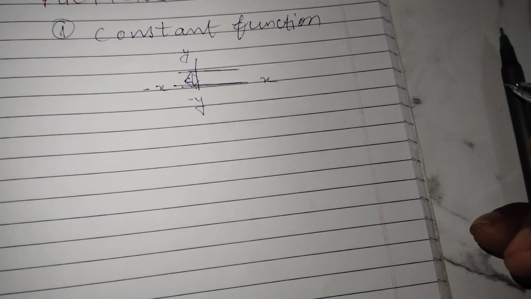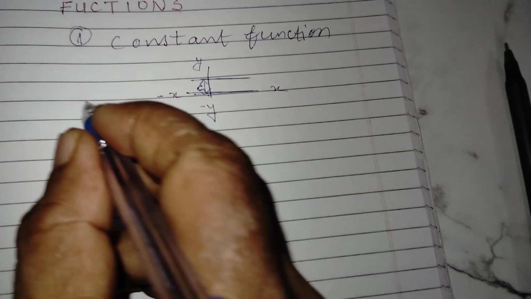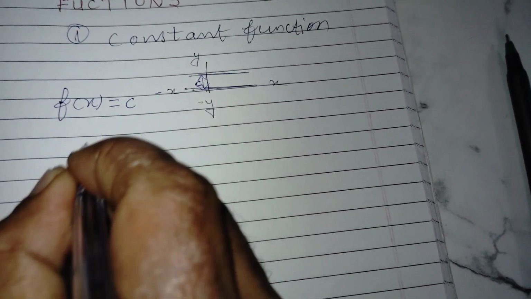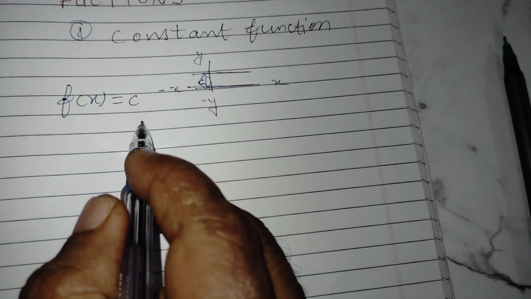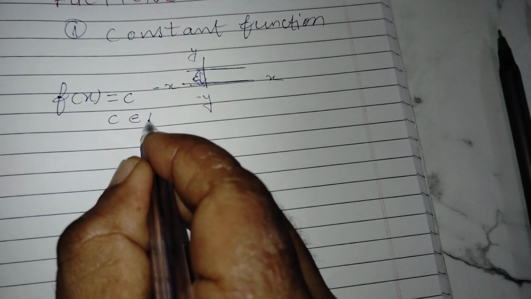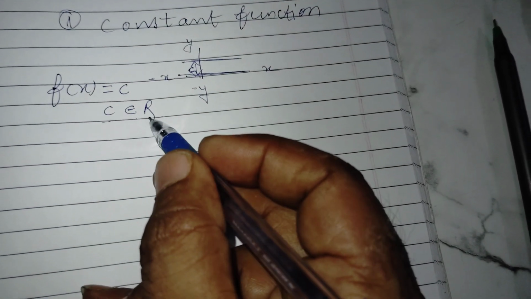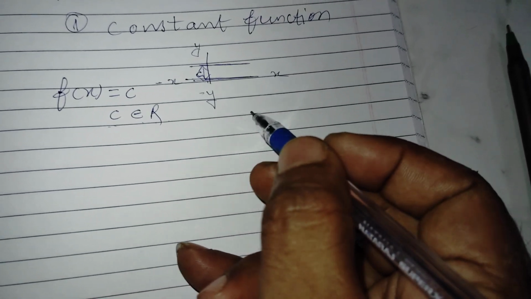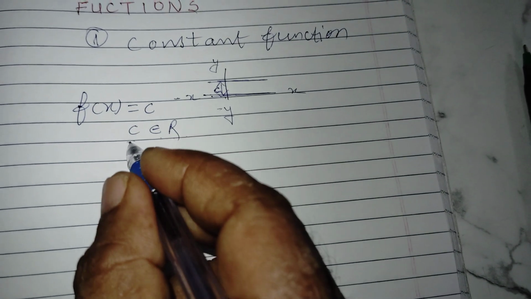So a function is said to be constant if f of x is c. Constant functions can be written as f of x equal to c. C is some constant number, and c here is an element of real numbers. Okay, so this is the constant function.